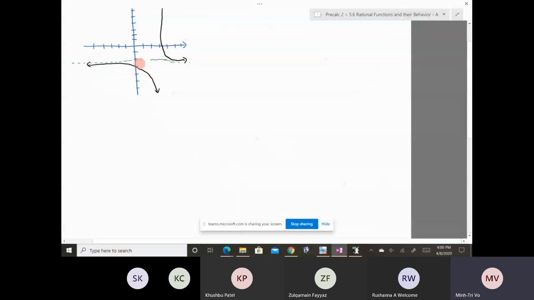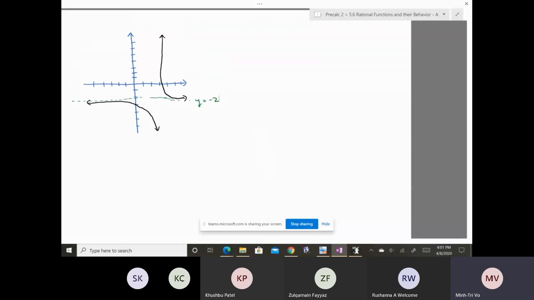Now, if you want to say where the horizontal asymptote is, where does it cross the y-axis? 2. It's 2, but you're going down, so what does that mean? -2. It's -2. And it's hitting the y-axis, so you say it's at y equals -2. And you do the same thing for the vertical asymptote.